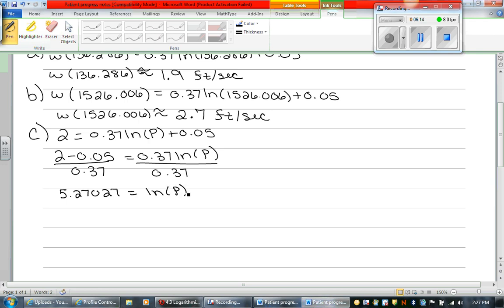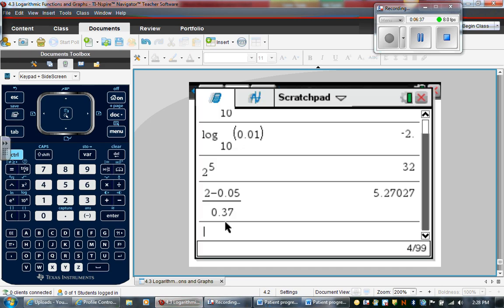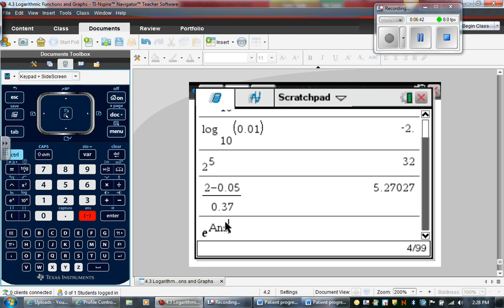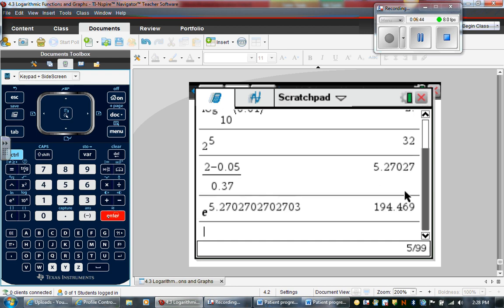And natural log of P. So the goal is to solve for P here. So in order to solve a logarithm, we need to take it and put it back into exponential. Remember, the base of a natural log is e. So it becomes e to the 5.27027, and that equals P. And we're just going to evaluate that using our calculator. So e to the answer. It's going to bring this answer down for me. And I get 194.469.